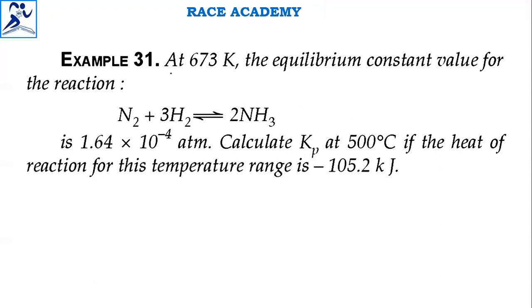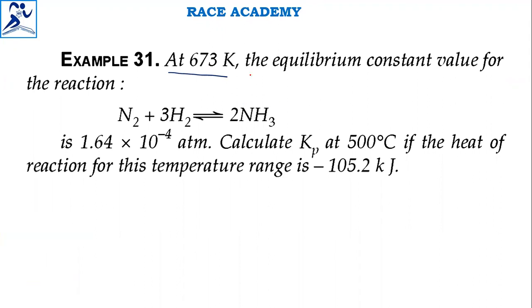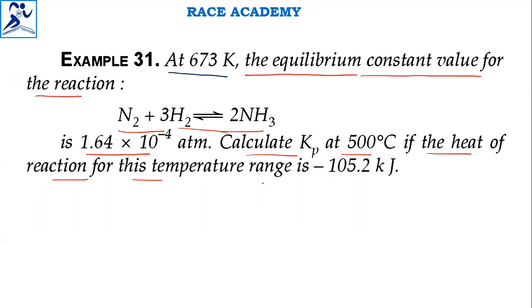At 673 Kelvin, the equilibrium constant value for the reaction N2 plus 3H2 gives 2NH3 is 1.64 into 10 to the power of minus 4 atmospheres. Then calculate Kp at 500 degrees Celsius, if the heat of the reaction for this temperature range is minus 105.2 kilojoules.